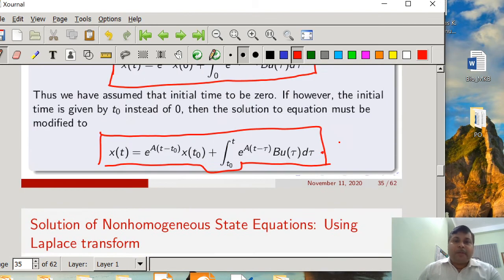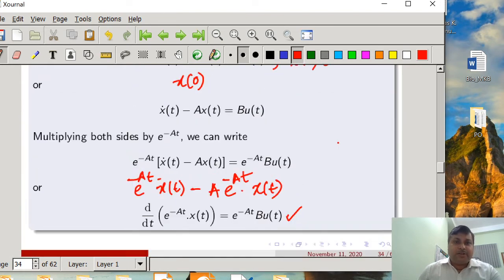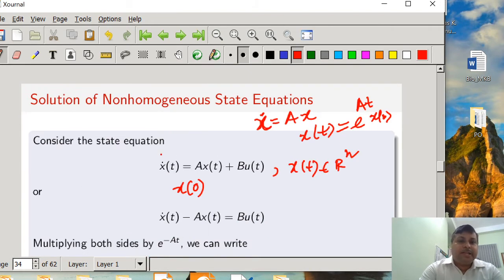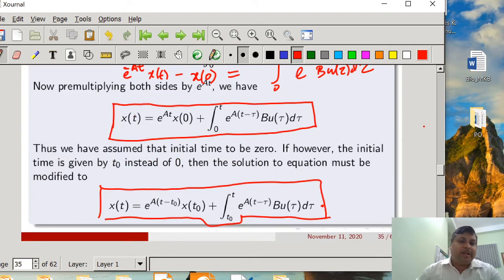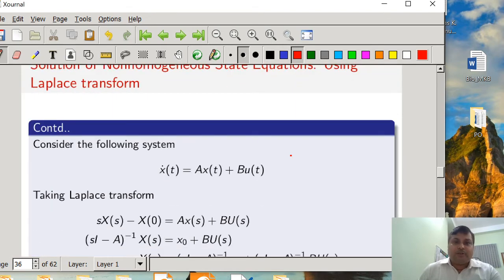Fine. So now the same thing, the derivation we have seen here, that if a non-homogeneous state equation is given to you, you can calculate the solution in the time domain directly by this equation as well as this one. The same thing you can perform using the Laplace transform approach also. That is also what I am going to show.